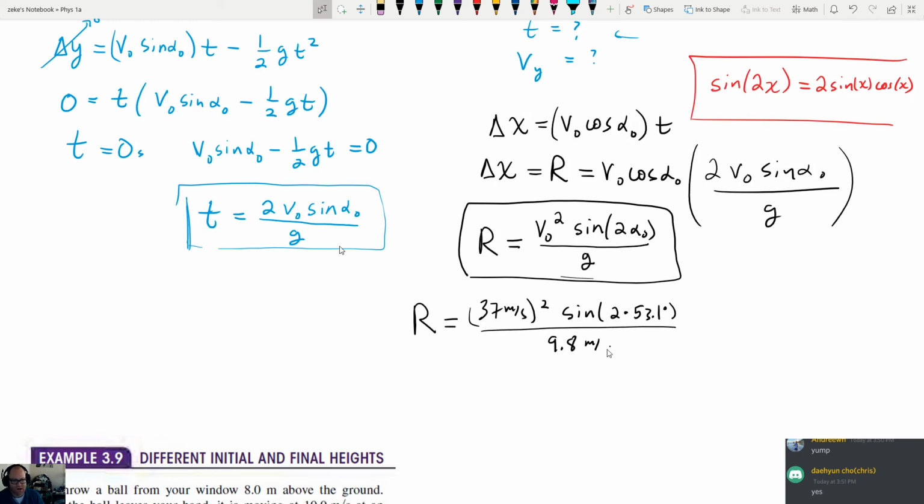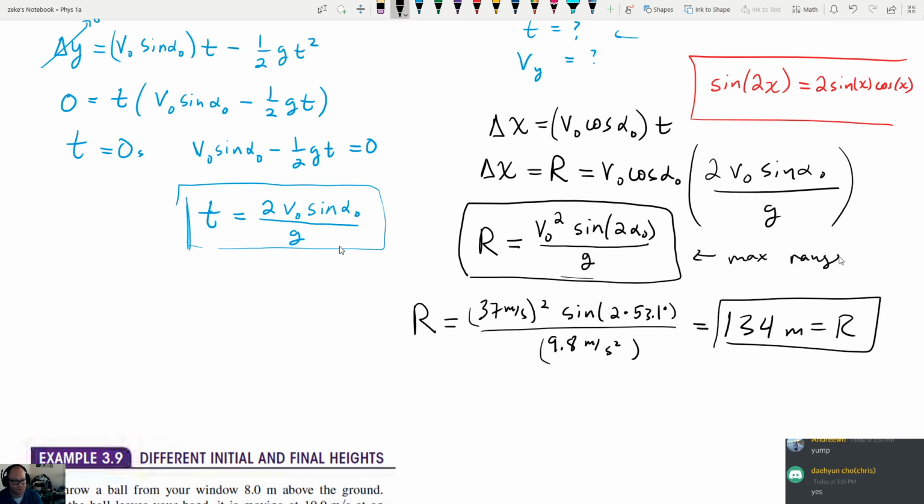Don't get confused that you should put a negative sign in. Anytime I write g, I mean just this number. And so for this problem, that horizontal range is going to be 37 times 37 times the sine of 2 times 53.1. We divide all of that by 9.8. We get approximately 134 meters. That is our range. This is the max range equation. Any questions?